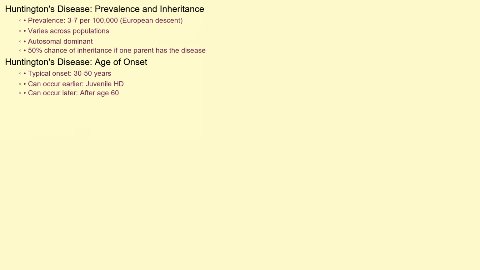Huntington's disease is estimated to affect approximately 3 to 7 people per 100,000 in populations of European descent. However, the prevalence can vary across different populations. It is an autosomal dominant genetic disorder, meaning that if one parent has the disease, each of their children has a 50% chance of inheriting the gene and developing the disease. The age of onset typically falls between 30 and 50 years, but it can occur earlier in life, known as juvenile Huntington's disease, or later, after age 60.